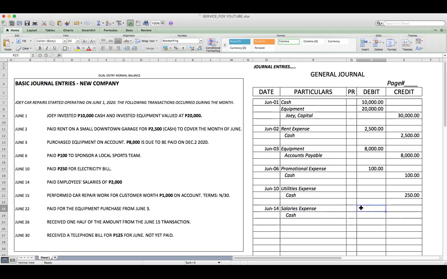So, magkano ang ating binayaran? Wait, sa utilities, nalimutan ko dito. Dapat kasi laging may debit at may credit. It should always be equal. Sabi nga, sa accounting, kung ano ang halaga na ibinigay mo, yun din dapat halagang tatanggapin mo. Okay? So, lagay natin dito sa salaries, 2,000. And then, 2,000 din yung halaga na ating nilabas.